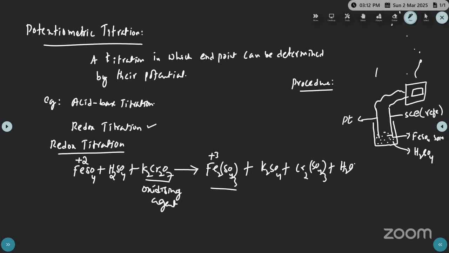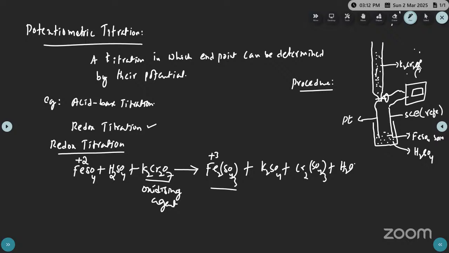So to this solution, add potassium dichromate, which is present in the burette. So add potassium dichromate to the FeSO4 solution. So first of all, note down the EMF of the solution, or potential of the solution.